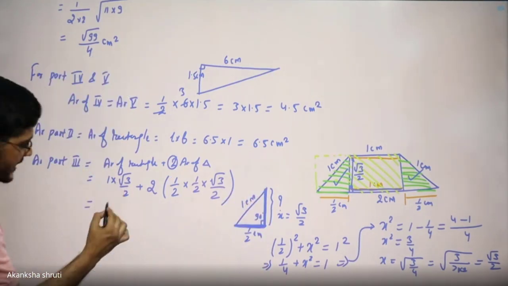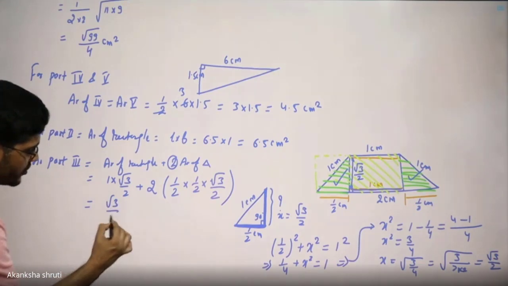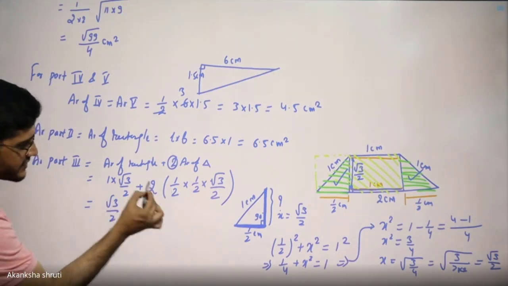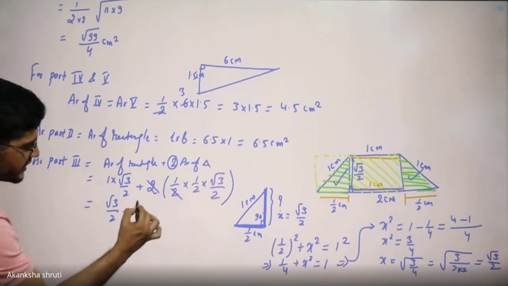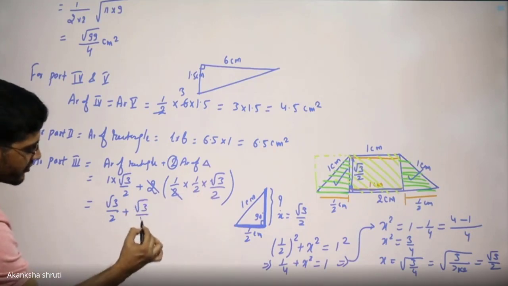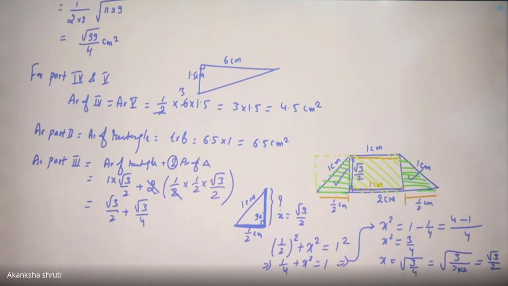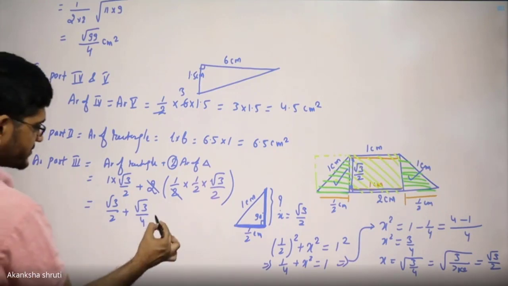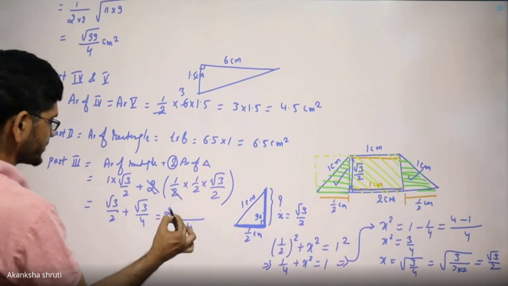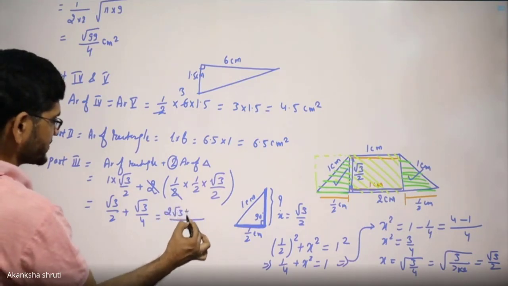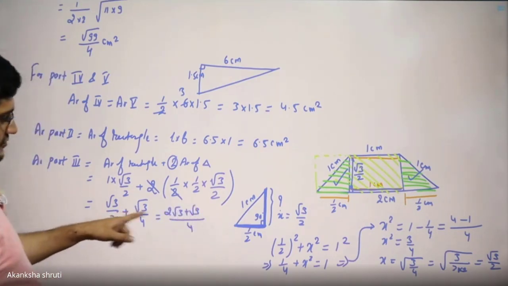Here we are getting that the first one is root 3/2, plus the second one is this 2, and this 2 can be cancelled, and this will turn into root 3/4. Okay, so students, can we add this? Both are irrational. Take the LCM as 4. This becomes 2 times root of 3 plus root of 3, and this is only root 3.